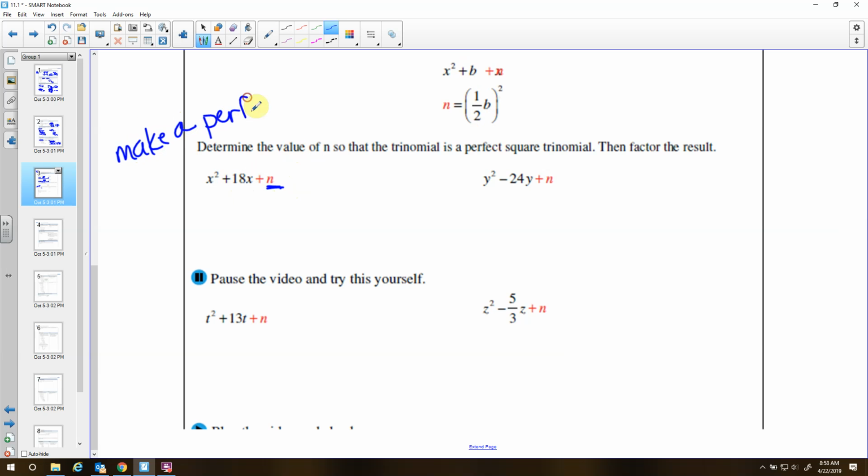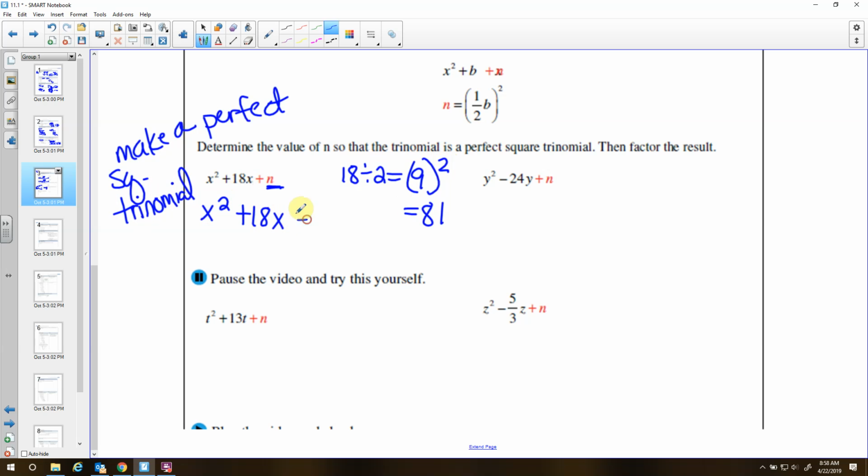if I'm trying to make a perfect square trinomial that will factor, I'm going to take half of 18, and that's 9, and then I'm going to square it. That gives me 81. So x squared plus 18x plus 81. And so, in some of your problems in Alex, it may just ask you to fill in that blank right there with the 81.